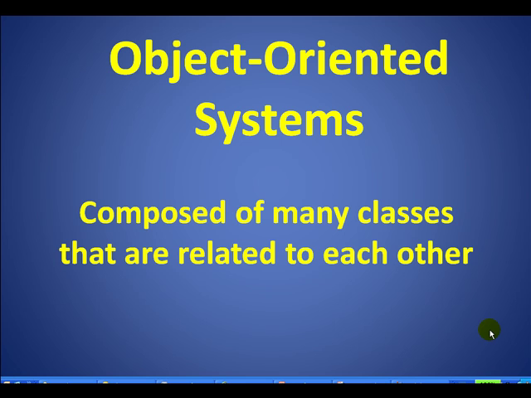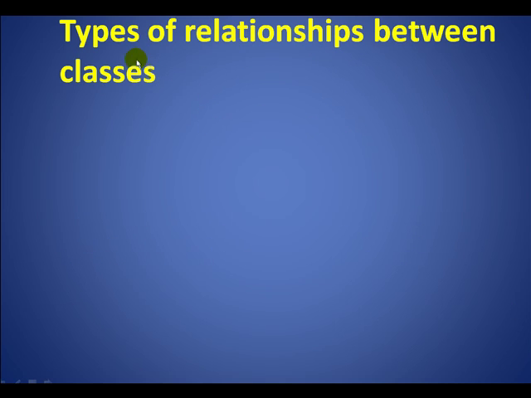As we explained in the previous session, object-oriented systems are systems that are built using the concept of classes and objects. This type of system is composed of many classes that are related to each other. We can distinguish between two types of relationships between classes in a system.